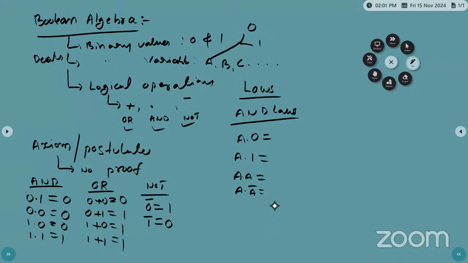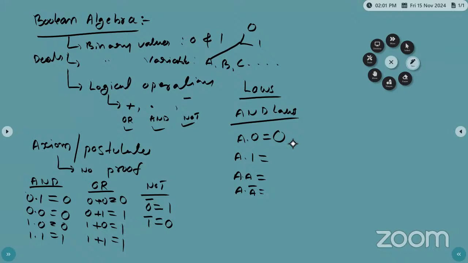Now, what is a dot 0? 0. You can assign a equal to 0, 0 dot 0 is 0. Assign a equal to 1, 1 dot 0 is 0. So for any value of a, a dot 0 becomes 0. You have to remember this. This is one theorem or one law.